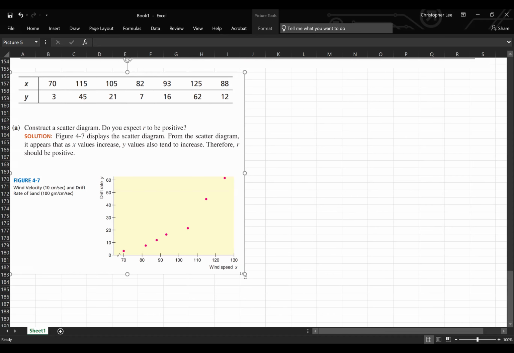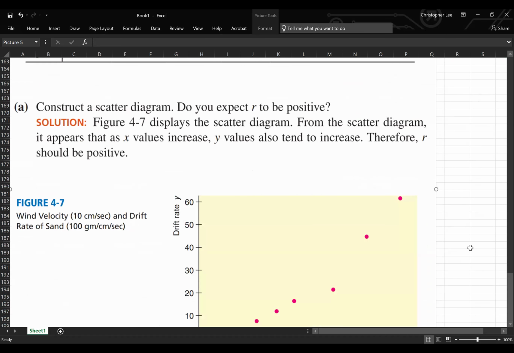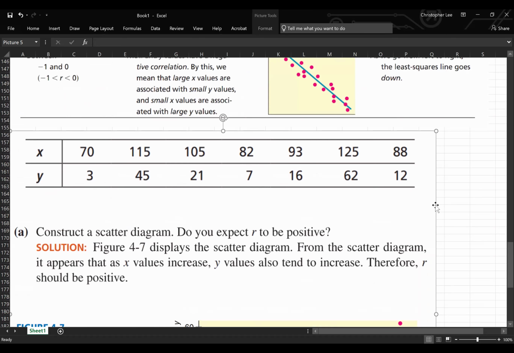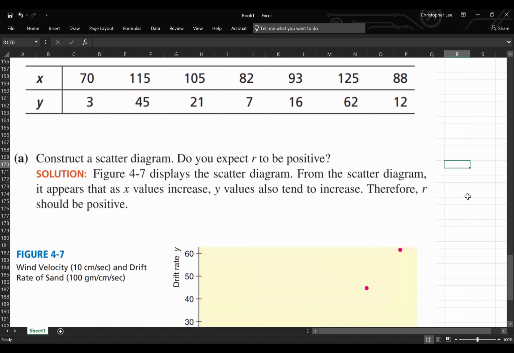All right. So we kind of did this already, right? But we're about to take the next step. Say I have some data here. I have my X and I have my Y. How many pairs do I have? I have one, two, three, four, five, six, 7 pairs here. So that means my N is 7. And then we want to construct the scatter diagram. Do you expect R to be positive? Yes or no?